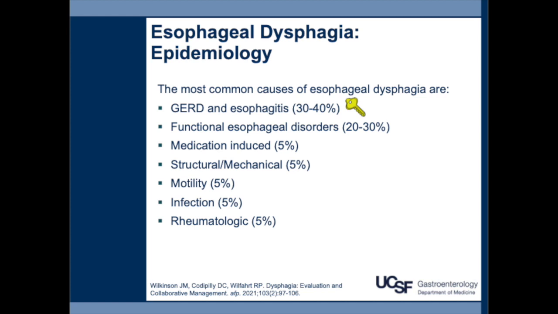The first group, GERD and esophagitis, comprises about 30 to 40% of the etiologies of esophageal dysphagia. So asking questions about heartburn and reflux symptoms is key. Notably, eosinophilic esophagitis is on the rise, so keeping an eye out for a younger patient with dysphagia who might have atopic comorbidities such as asthma or allergic rhinitis is also important.